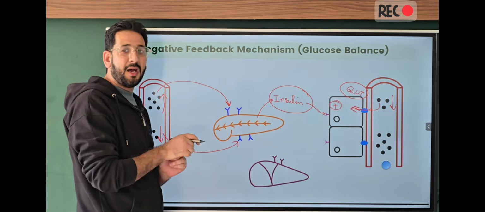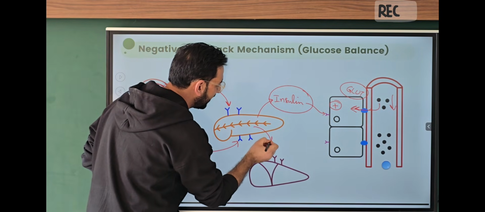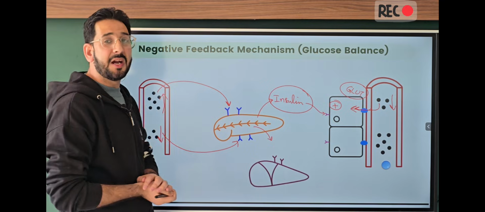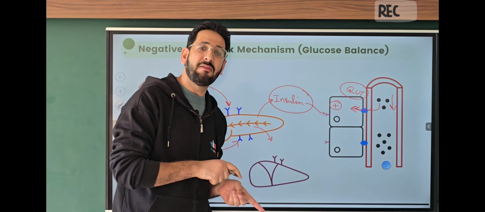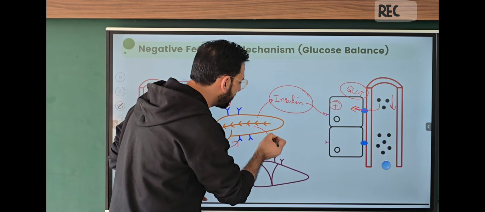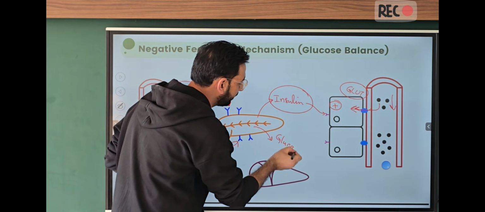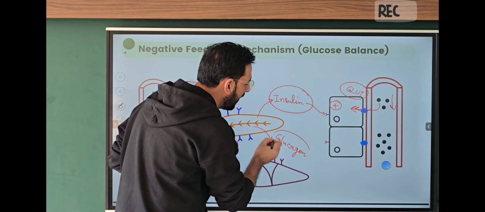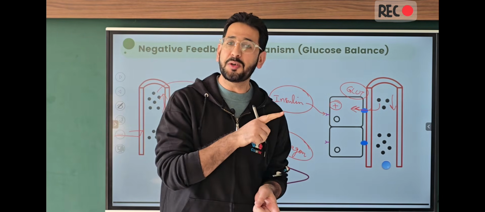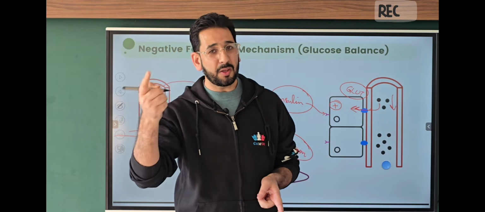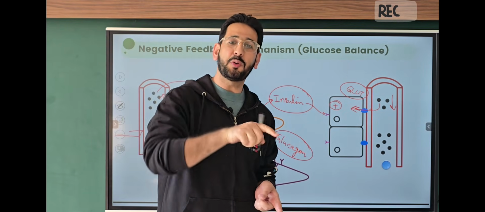detected by pancreas, and it is going to stimulate the pancreatic islets, and in response to this low blood glucose level, our pancreas is going to secrete another hormone, and that is called glucagon. Now, insulin was secreted in response to high blood glucose level, so it has achieved the goal. It has decreased the blood glucose level by shifting the blood glucose into the cells.